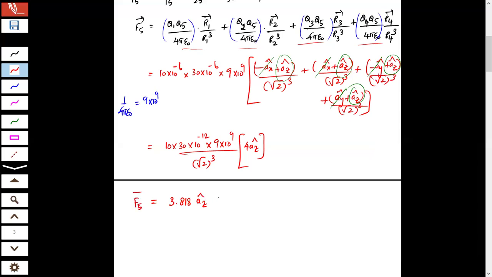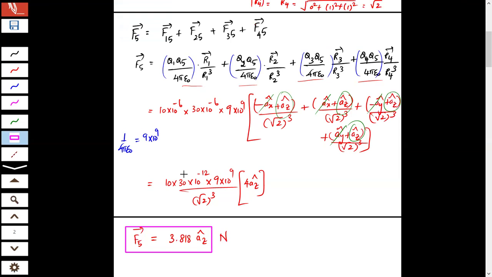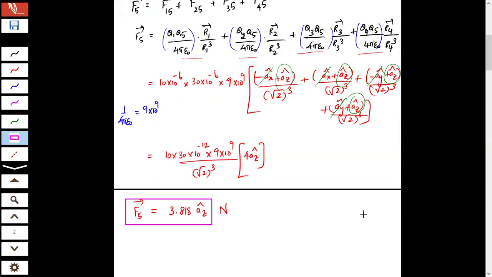You can write the unit of force, it is Newton. I hope everyone understood how to solve this problem. You can watch again to get clarity on how to solve this problem. Thank you for watching.